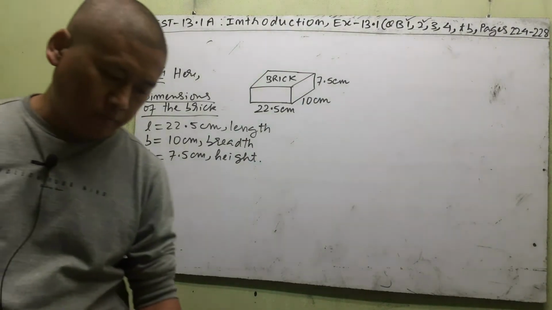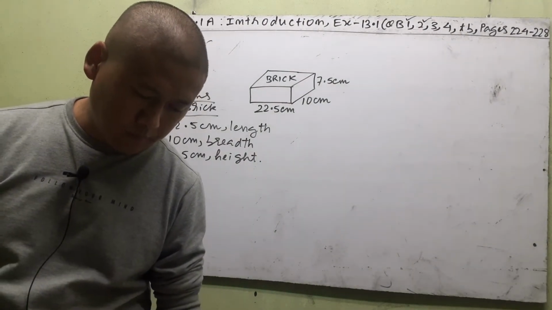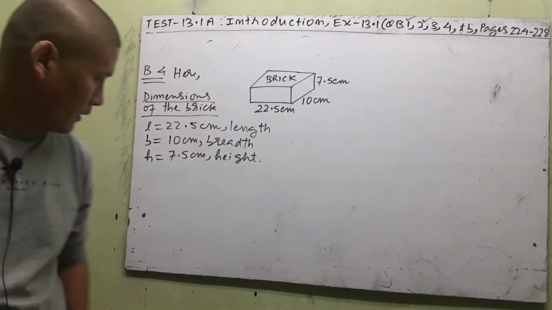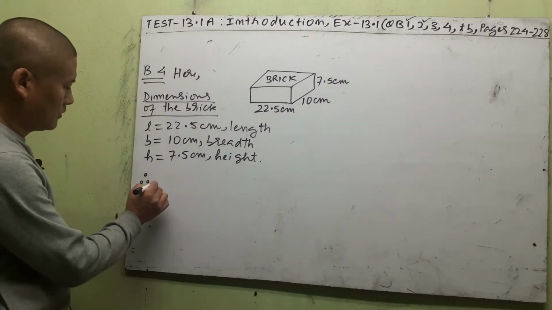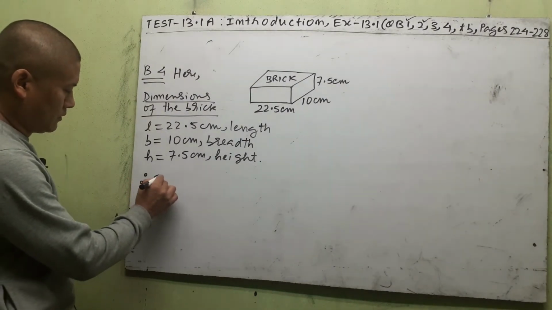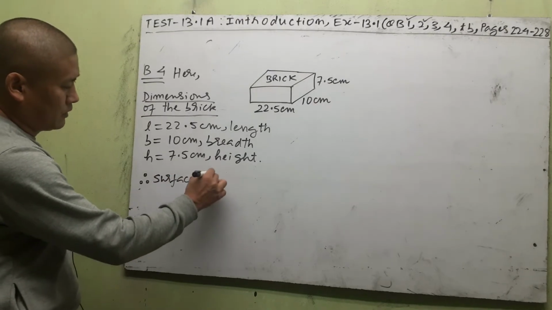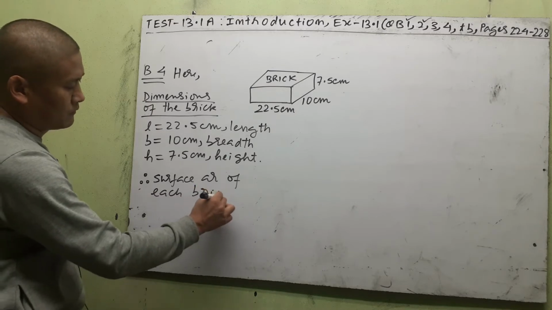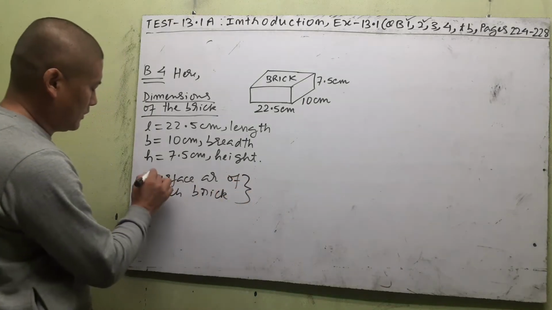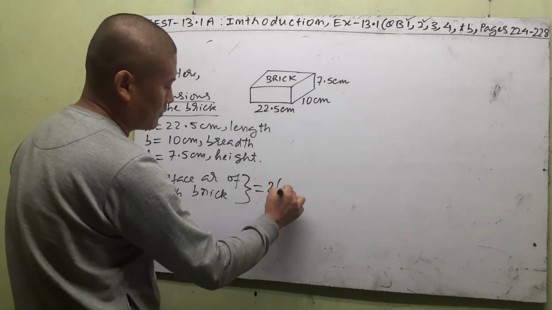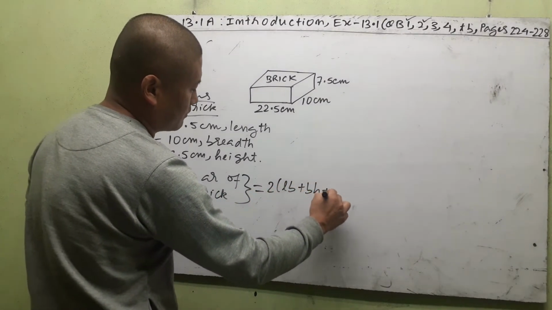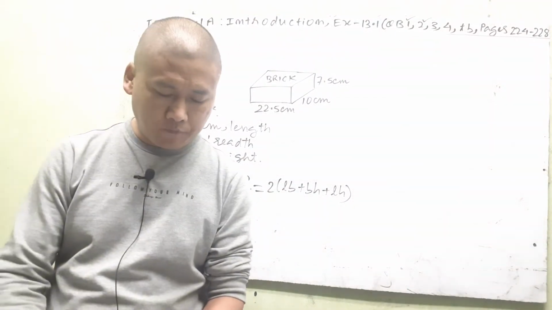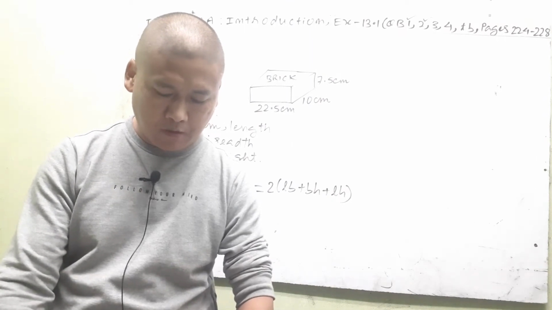Now let us find out here. Therefore, you can just directly do surface area of each brick, means one brick we'll find out first. So we know total surface area or surface area of a cuboid is 2 into LB plus BH plus LH. So this formula will give you the area of each brick, right? So let us go there.